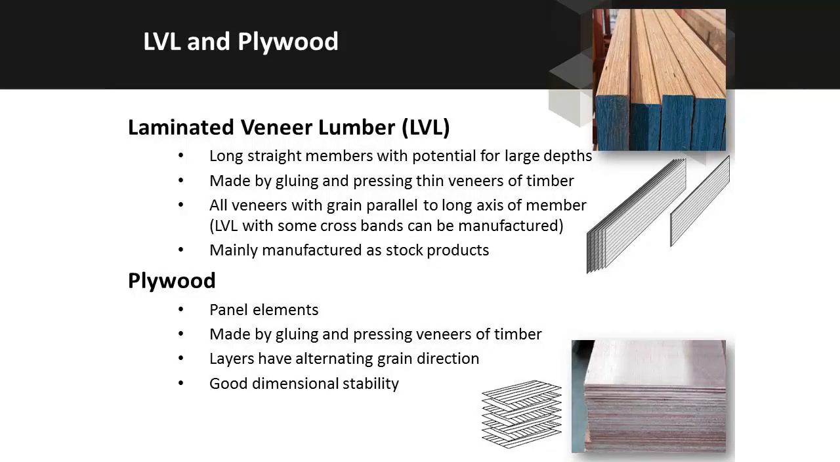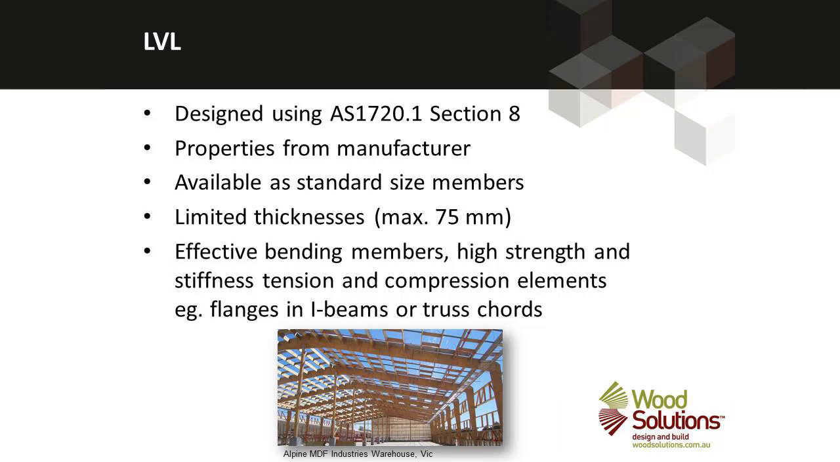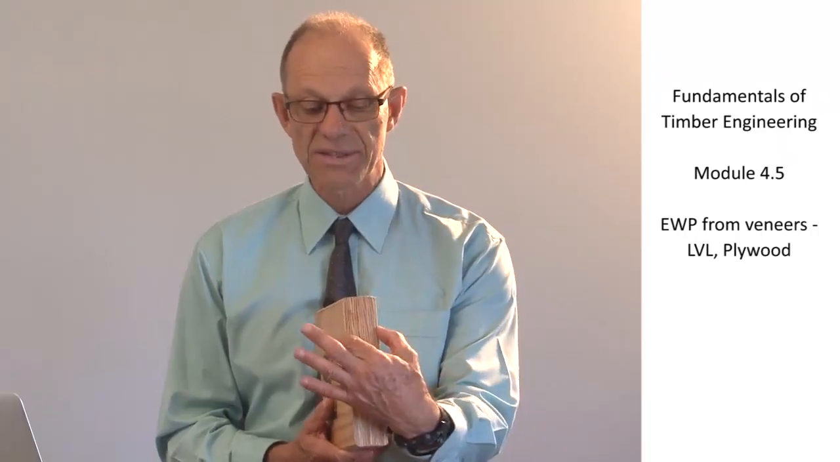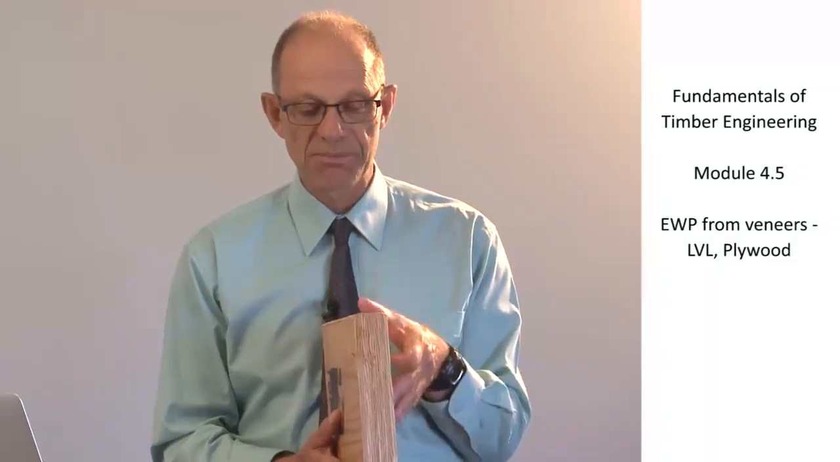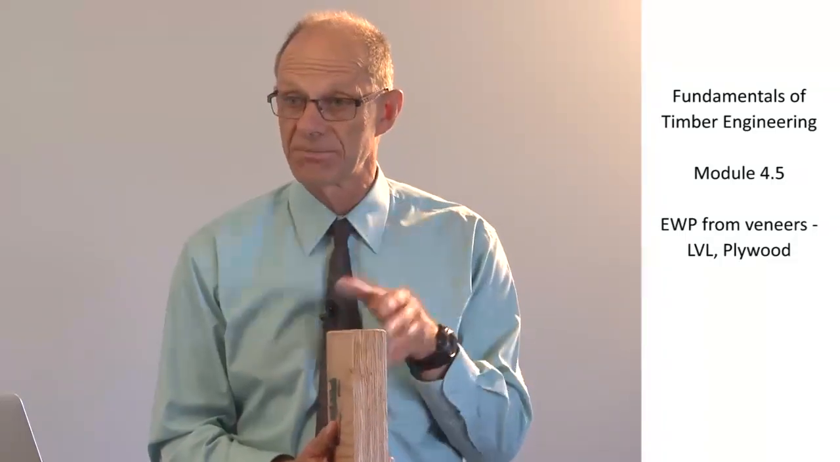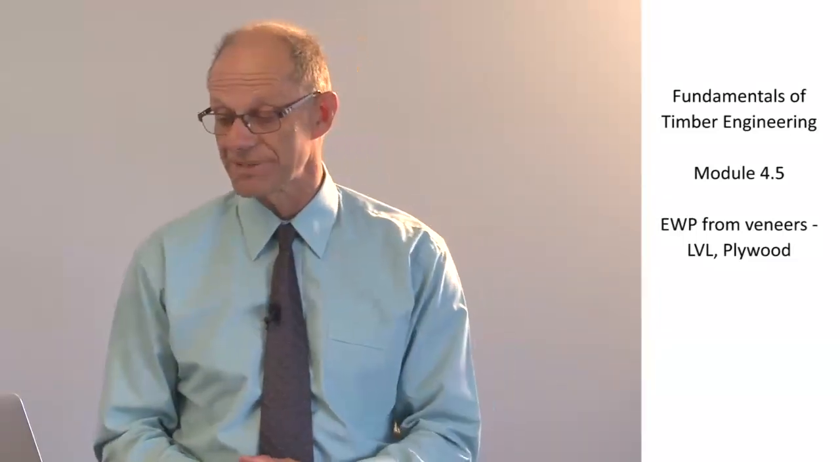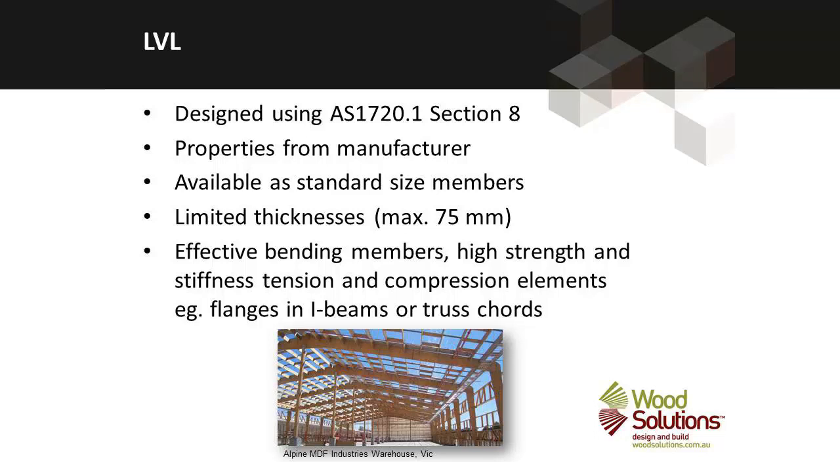So plywood and LVL. Laminated veneer lumber can be designed using AS 1170 Part 1, Section 8. The properties have to be obtained from the manufacturer, and LVL is available in standard sizes. They have standard widths and standard depths of members, up to 1.2 metres high. So some LVL members can be as deep as 1.2 metres. They're effective as bending members or where very high tension and compression forces are required.